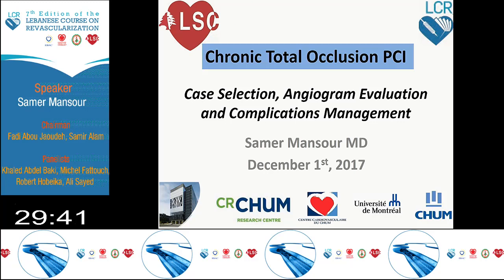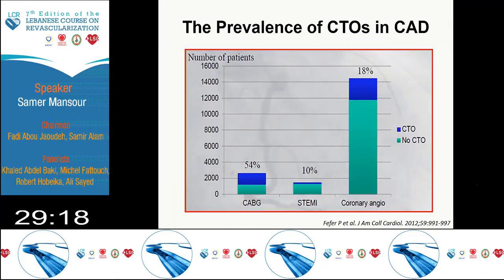I will start by talking about the step-by-step that you need to follow for a CTO PCI case. The case selection by itself, the angio evaluation, and the management of complications. And in the coming topics, we will be talking about the retrograde, about the antegrade approach, step by step that you need to progress through, and the hybrid approach, because this is a movable target, CTO PCIs.